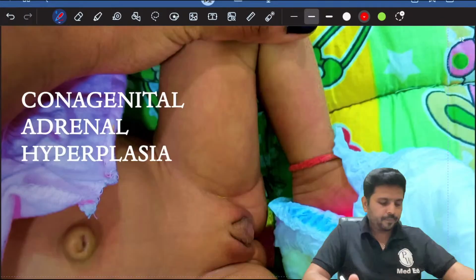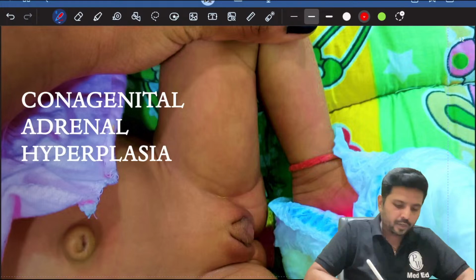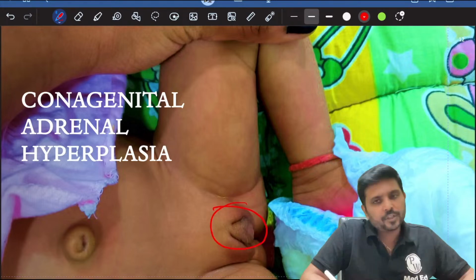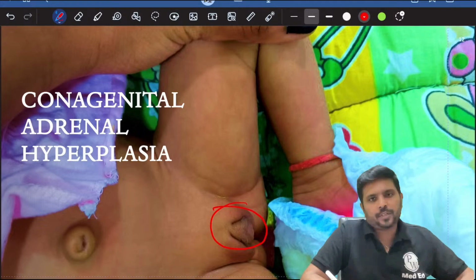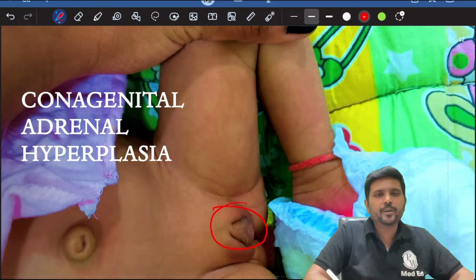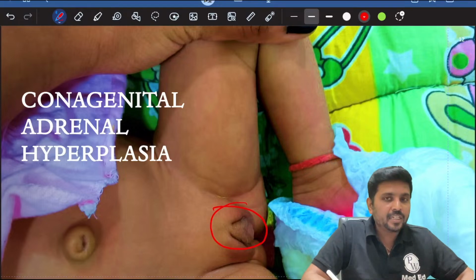Now comes congenital adrenal hyperplasia. A very, very important question. Look at this. This is called ambiguous genitalia, or otherwise known as atypical genitalia. Now, the previous terms such as pseudohermaphrodite should not be used, and ambiguous genitalia should not be used. It is called atypical genitalia, the most common presentation of congenital adrenal hyperplasia.